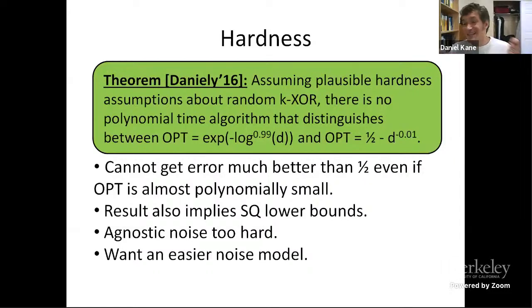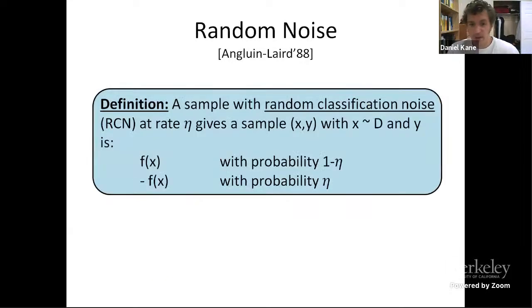So we'd like to look at an easier noise model. And maybe the easiest noise model to look at is random noise. If we have a sample with random classification noise at a rate eta, what this means is that we sample x according to D, and then we set y equal to f of x with probability 1 minus eta and minus f of x with probability eta. So basically at each point we are randomly and independently flipping the value of y with probability eta.